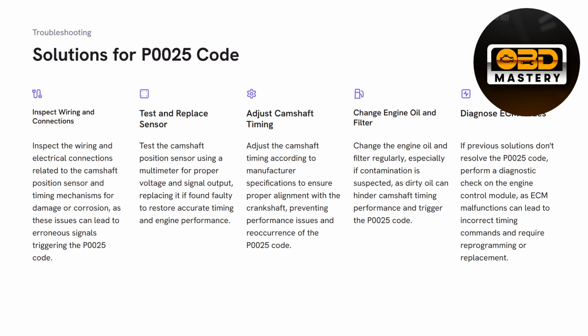Solutions, like I mentioned: inspect the wiring and connections, test and replace the sensors, adjust camshaft timing, change the engine oil and filter, and diagnose your ECM. So you can go ahead and read all of these, depending on which one's your problem, but that's pretty much it for today's video regarding the P0025 code. This is talking about the symptoms, causes, solutions, how you can fix it, and the cost.